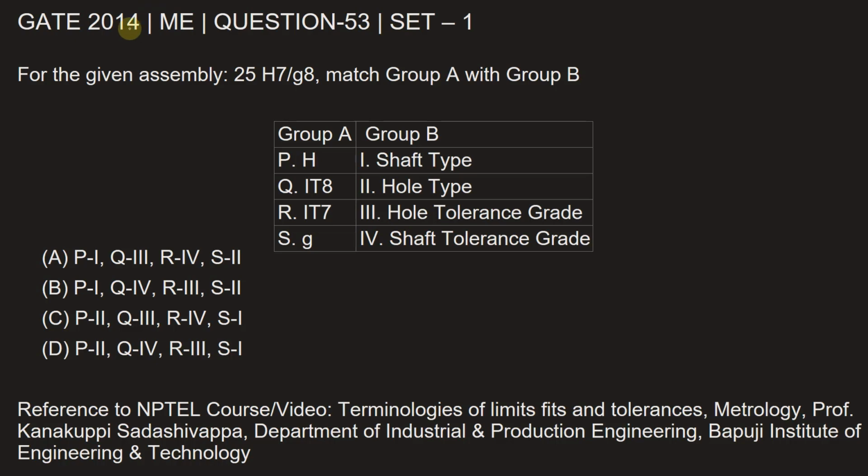This question is from GATE 2014 Mechanical Engineering paper, set 1. It's question number 53. For the given assembly, 25H7g8, match group A with group B. In group A we have P is H, Q is IT8, R is IT7 and S is g. In group B we have 1 being shaft type, 2 being hole type, 3 is hole tolerance grade and 4 is shaft tolerance grade. Let's see what the match will be.